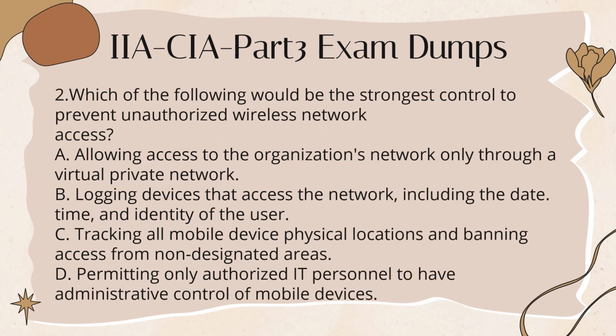2. Which of the following would be the strongest control to prevent unauthorized wireless network access? A. Allowing access to the organization's network only through a virtual private network. B. Logging devices that access the network, including the date, time, and identity of the user. C. Tracking all mobile device physical locations and banning access from non-designated areas. D. Permitting only authorized IT personnel to have administrative control of mobile devices.